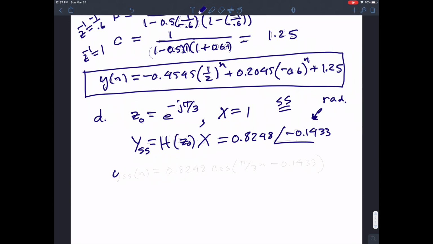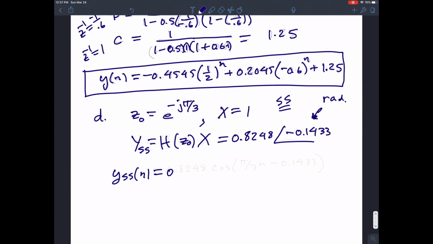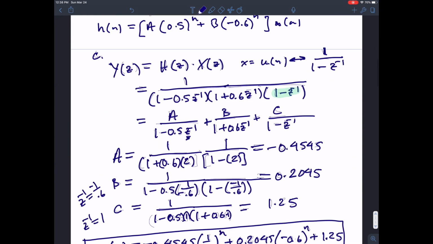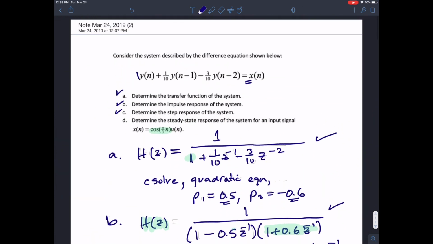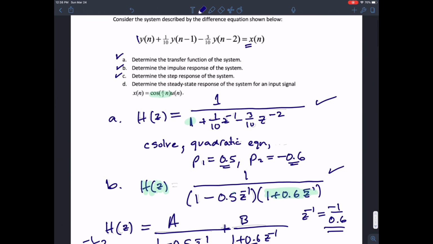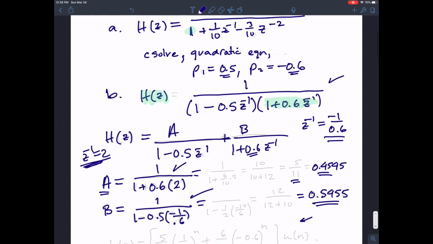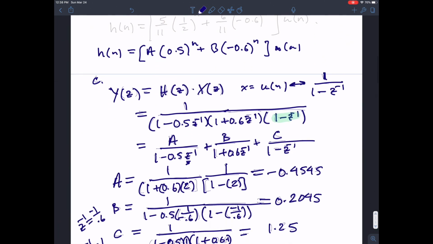So from here, you write down the final answer. Y steady state is 0.8248 cosine(pi over 3 n minus 0.1433). Okay, so I might not ask you everything on a problem like this for an exam because it takes a while to grind through it, but you should know how to do all these parts coming into exam 2.